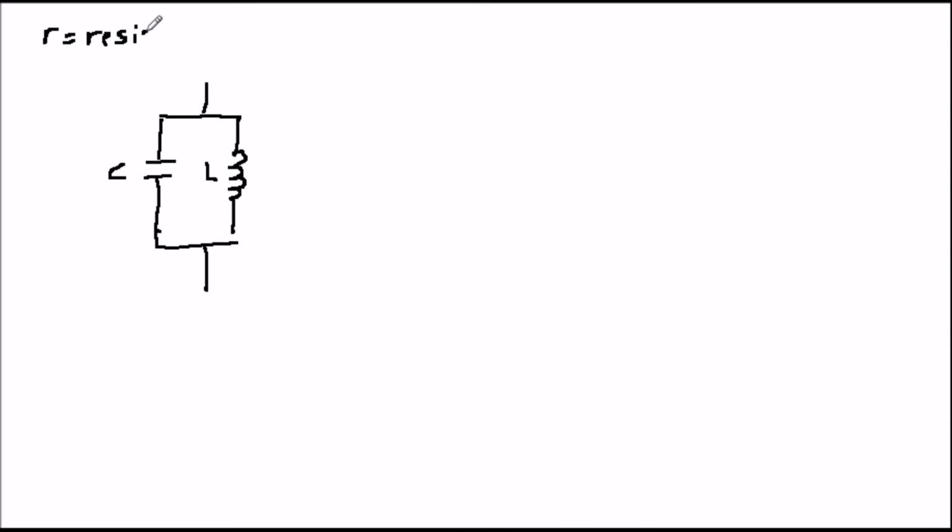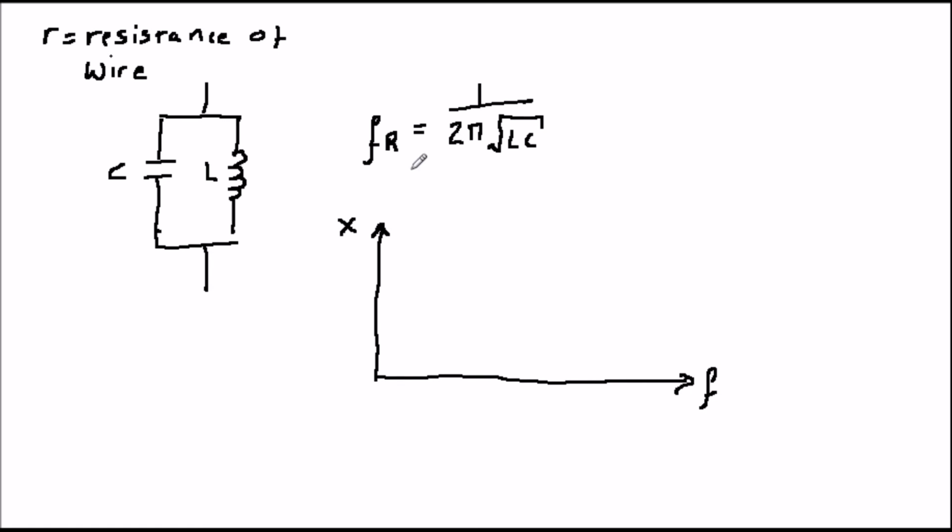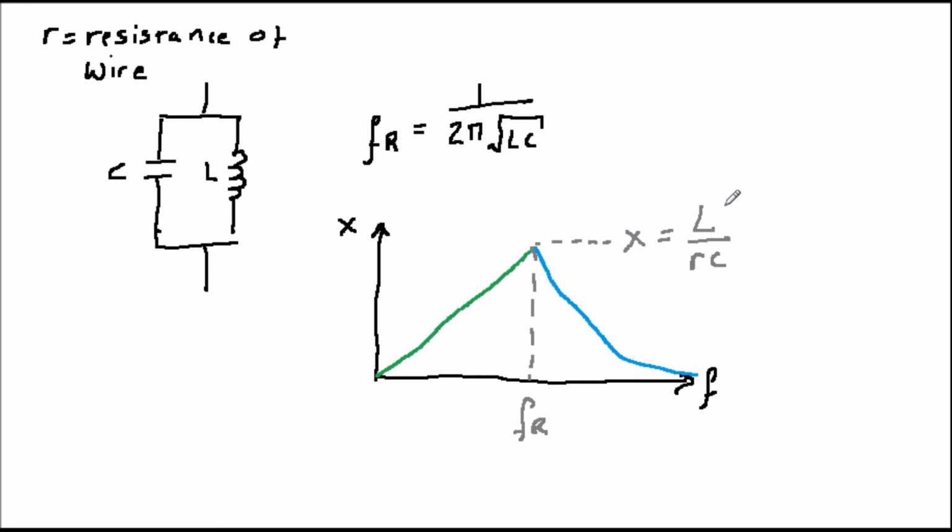This time the resistance at the peak at the resonant frequency is called the dynamic resistance and is given by L divided by RC, where R is the resistance of the coil. This of course has a much higher value than the resistance in the series circuit.